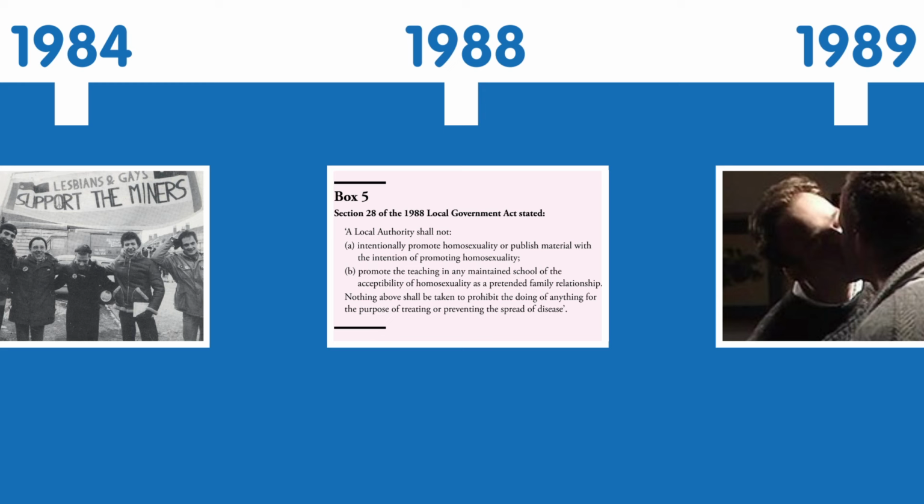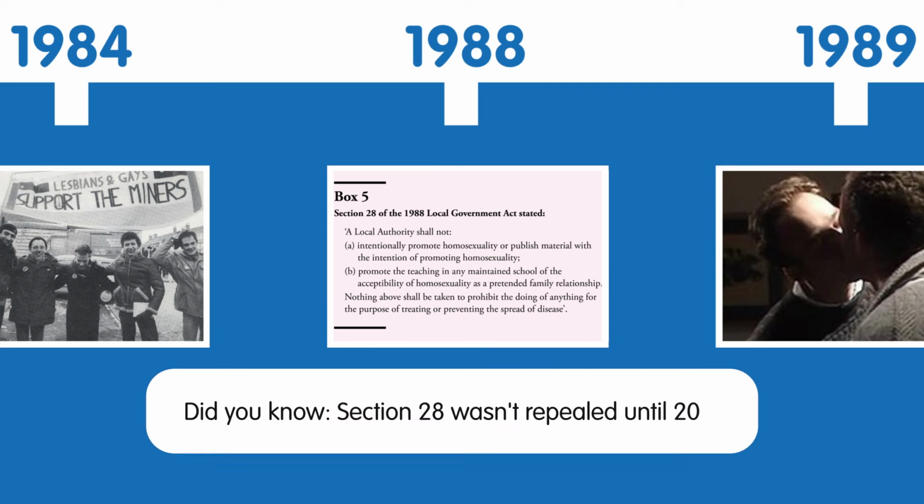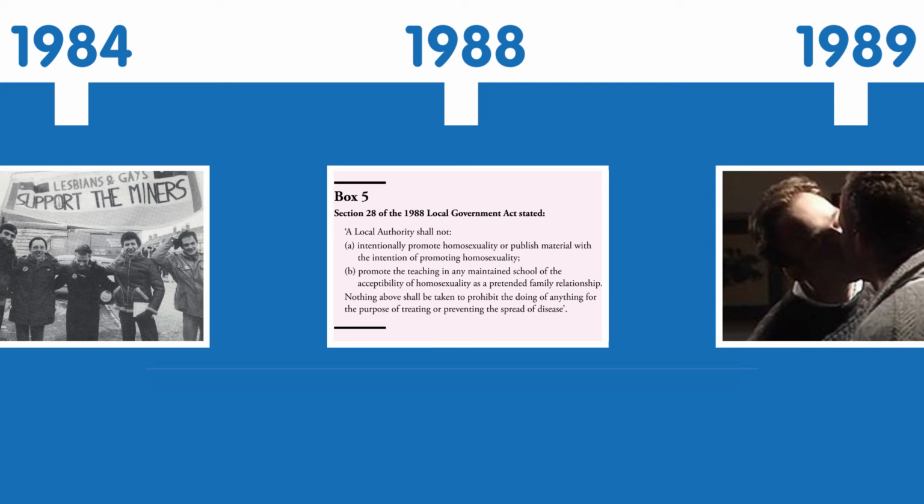1988 saw the implementation of Section 28, which was anti-gay legislation that said a local authority shall not intentionally promote homosexuality or publish material with the intention of promoting homosexuality, and also said that a local authority shall not promote the teaching in any maintained school of the acceptability of homosexuality as a pretended family relationship. This legislation was in place until 2003 and contributed to a lot of fear around teaching about people who are lesbian, gay, bisexual and trans in schools.